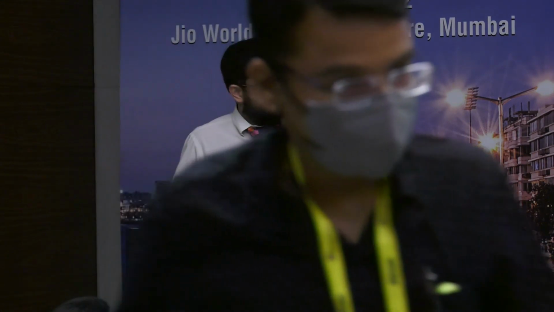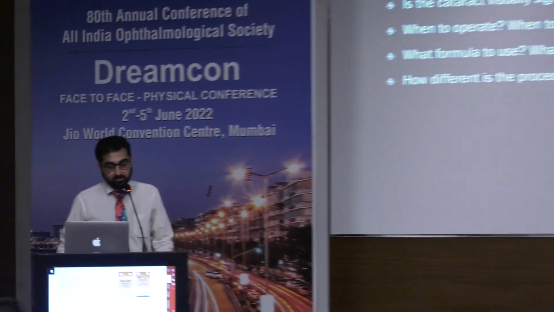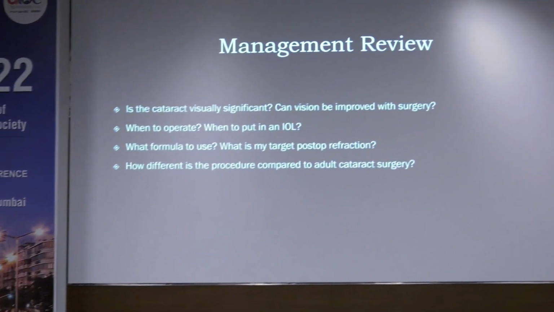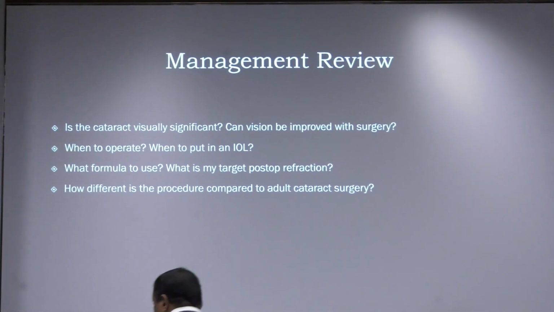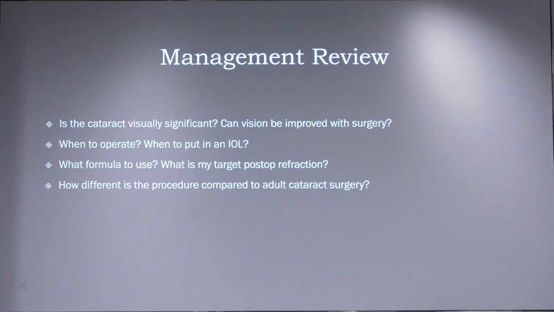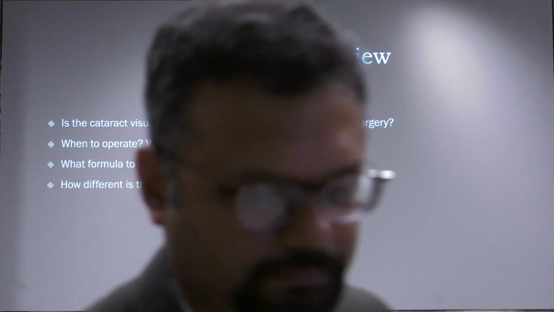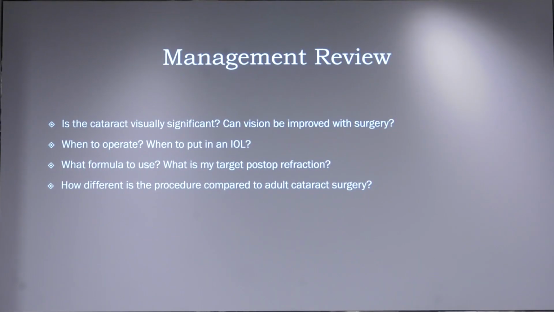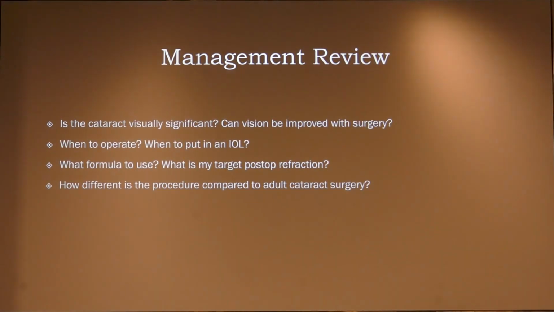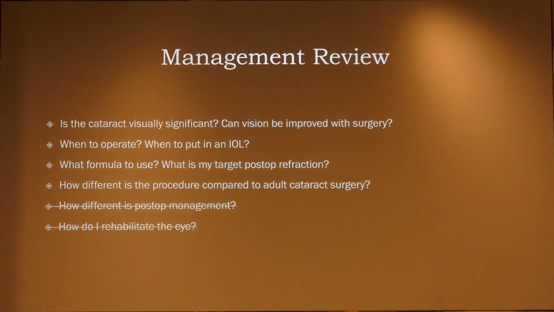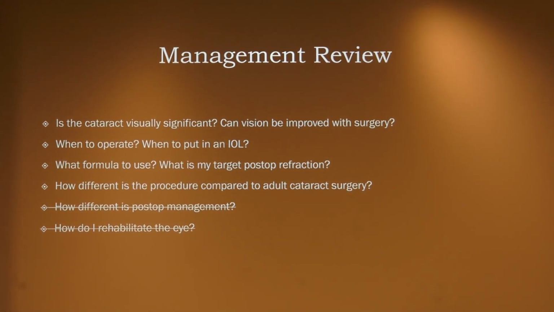So this is what I ask myself when a pediatric cataract comes to me. First question I ask is, is the cataract visually significant? Can vision be improved with surgery? Second question I ask is when to operate, when to put an IOL, what formula to use, what is my target post-op refraction, and how different is this procedure going to be from an adult cataract? The other two questions will be taken in the next talk.